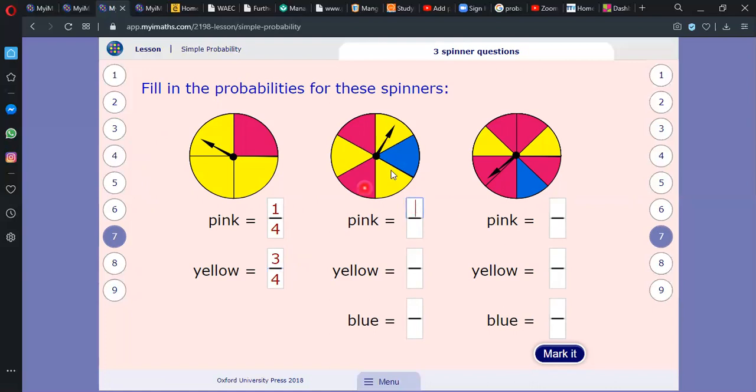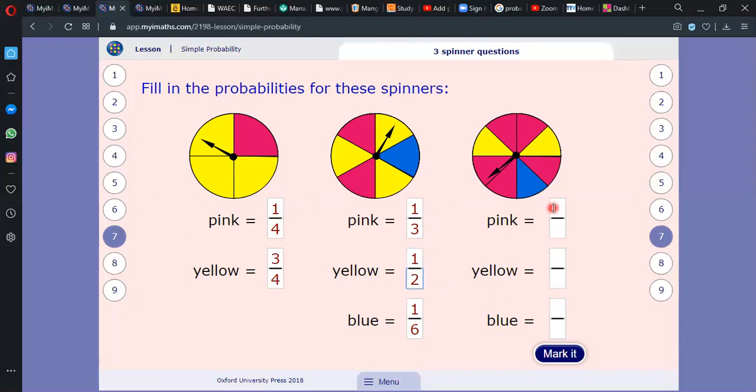For this second spinner, there are 2 pinks, but I have it out of a total of 6 colors. So 2 over 6. For yellow, it has to be 3 over 6. And then for blue, it has to be 1 over 6. Remember reducing to their lowest terms. So 2 over 6 should go down to 1 over 3. Okay. And then 3 over 6 should go down to 1 over 2.